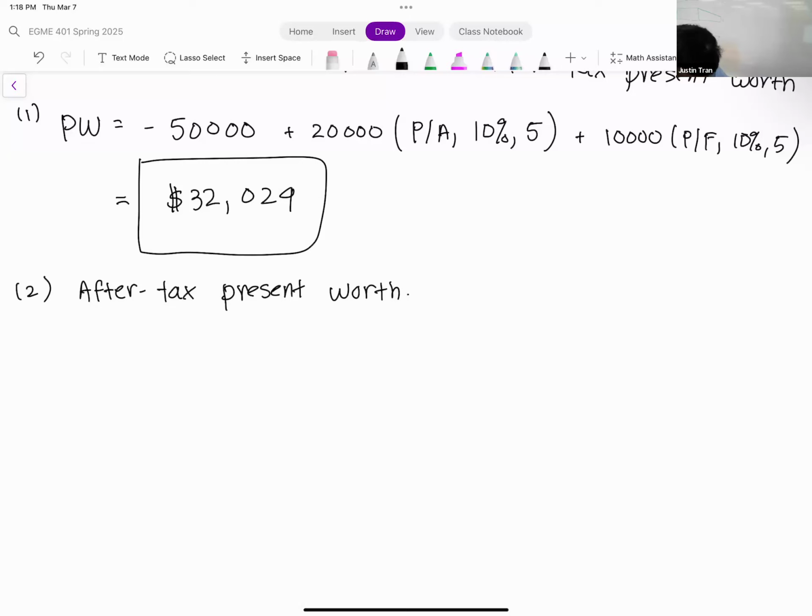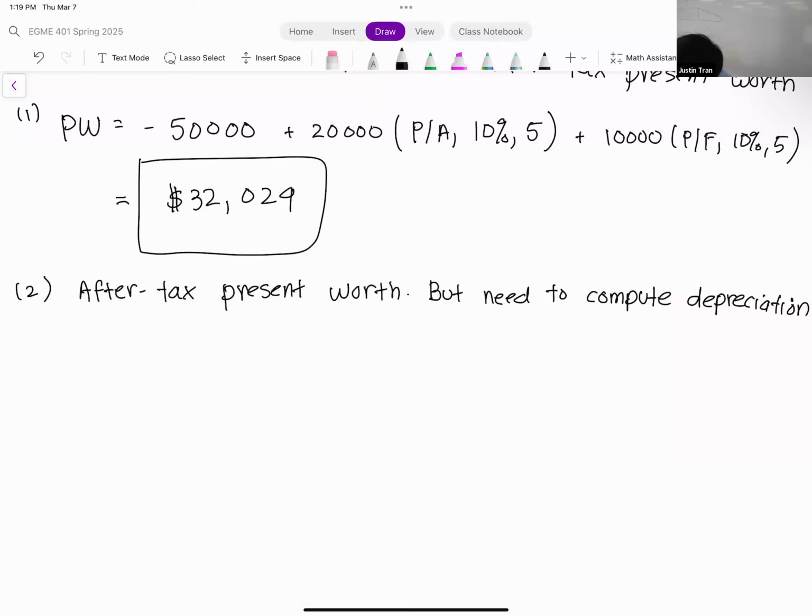Before we jump into that, though, we need to compute the depreciation, right? Because that truck that we purchased is going to depreciate in value each year. For the depreciation, we're going to use straight line. That's the only one we know so far.